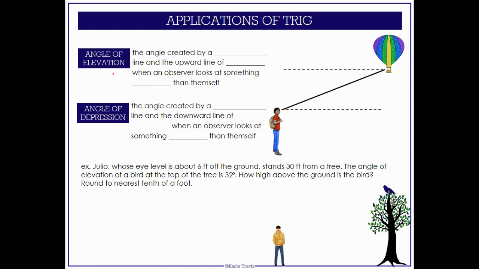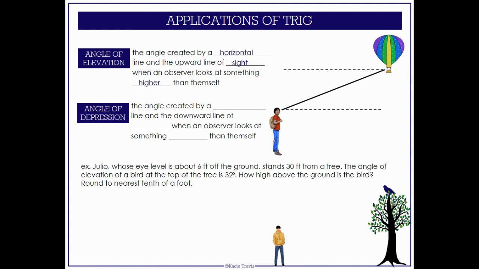Now, these two angles that we're looking at here, angle of elevation and angle of depression, are angles that we are going to be using with our inverse trig functions. So, first off, we got angle of elevation. This is an angle created by a horizontal line and the upward line of sight when the observer is looking at something higher than themselves.